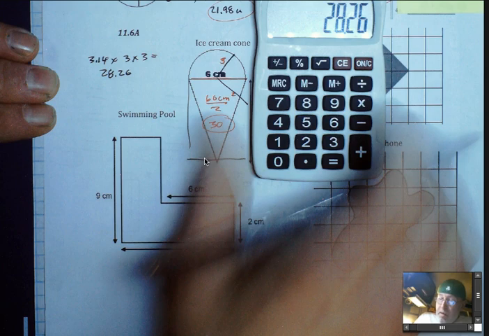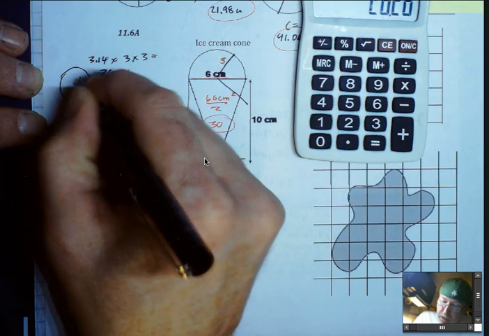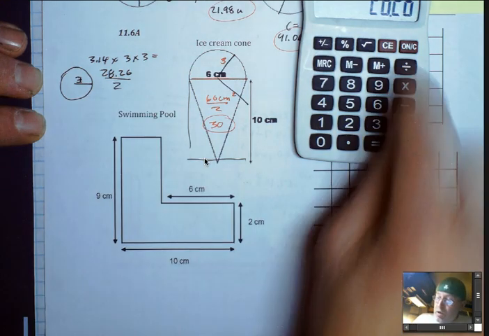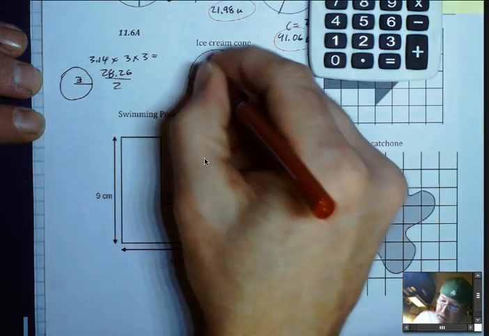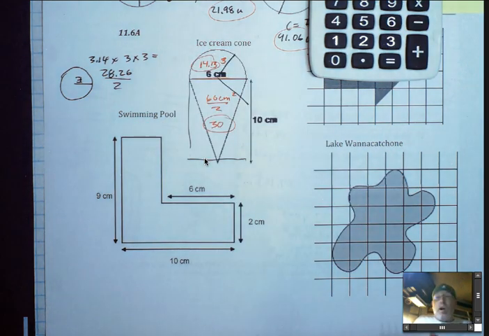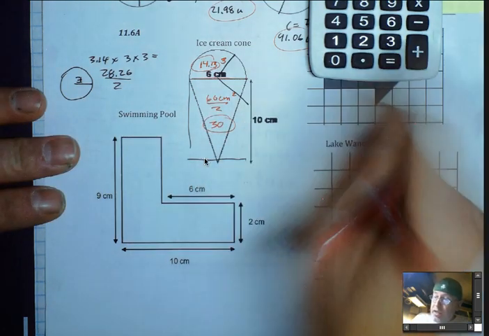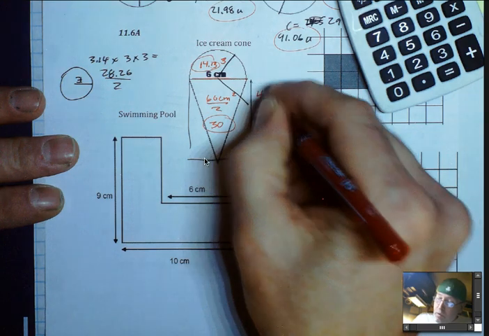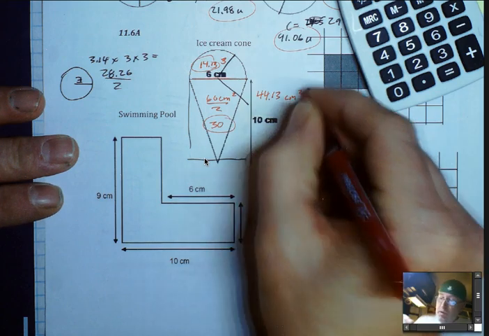28.26. But remember, that would be for a full circle, a full circle with a radius of 3. Okay, we only have half of a circle, so we have to divide that by 2. Then we get 14.13. So I'll write that up here, 14.13, and circle it. So our answer is going to be 14.13 plus 30. We're going to get 44.13. So it would be 44.13 centimeters squared, because we're talking about area.